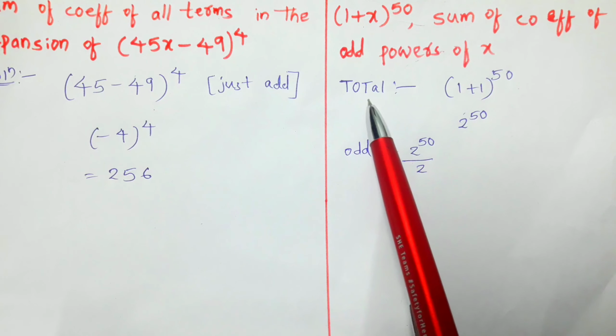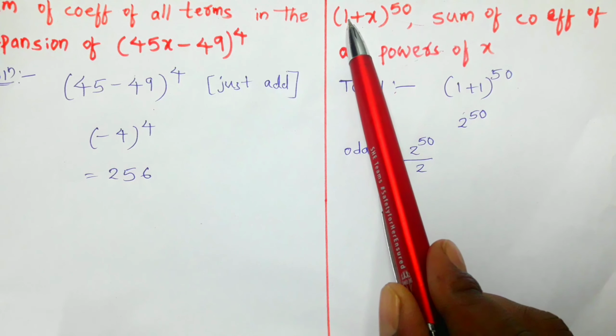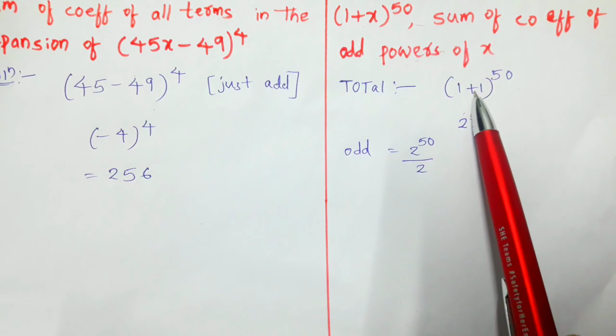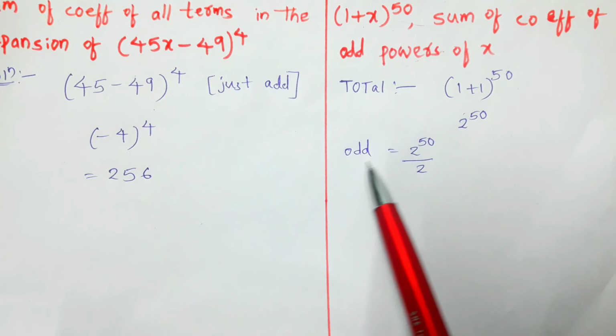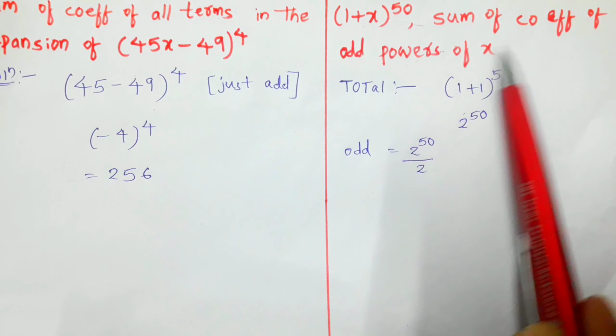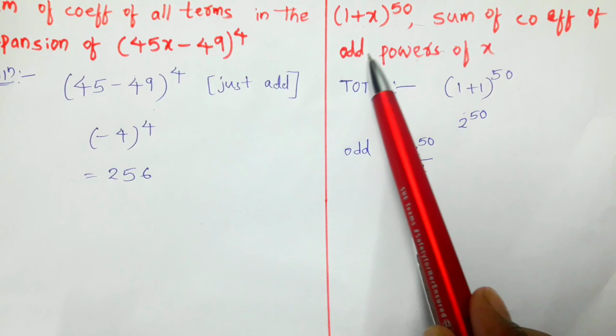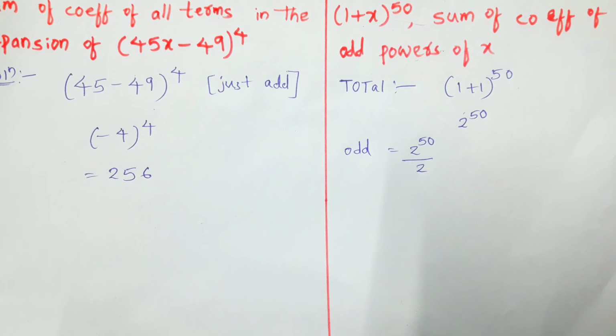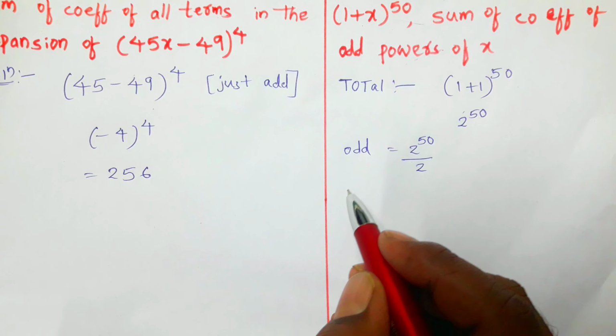So first of all, find the total terms. What are the coefficients here? Constant is 1, x coefficient is 1, 1 plus 1 is 2, 2^50. To find the odd terms, divide by 2. Similarly, if the question is to find the sum of the coefficients of even powers of x, same, divide by 2. Here we have another similar example here.